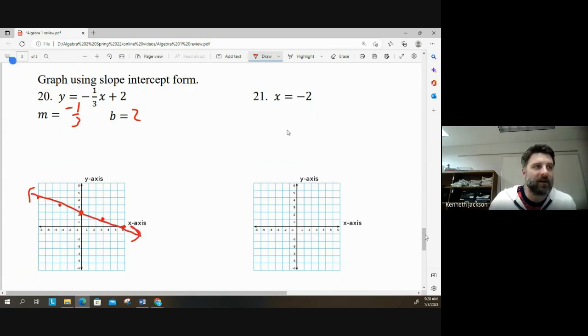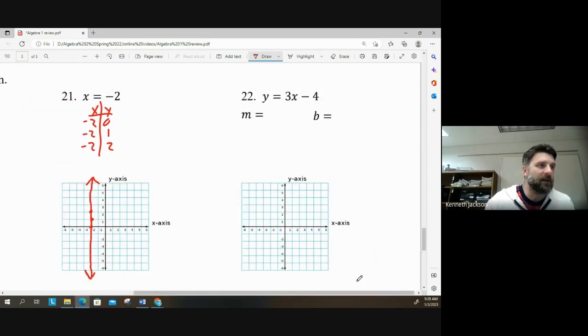If you have a single variable equation, x equals negative 2, this is going to make a vertical line at x equals negative 2. And you could show this by using a table. All of the x values are negative 2. And you could plug in whatever you want for y as long as x is negative 2.